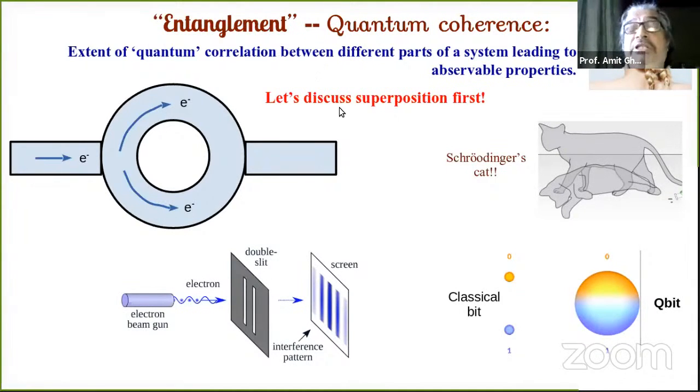But before describing that, let us understand quantum superposition, and that's something which had been there for a long time. It leads to interference. So you can think of a geometry like this, where an electron is coming through some pipe like this, and then splits into a circular ring.